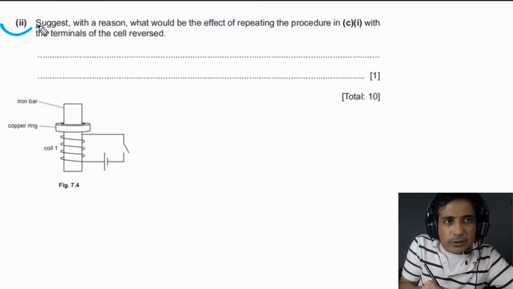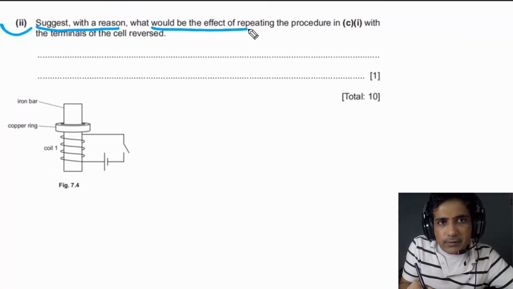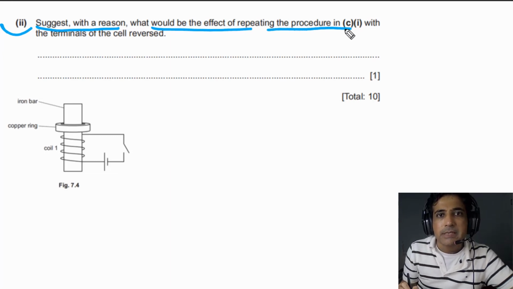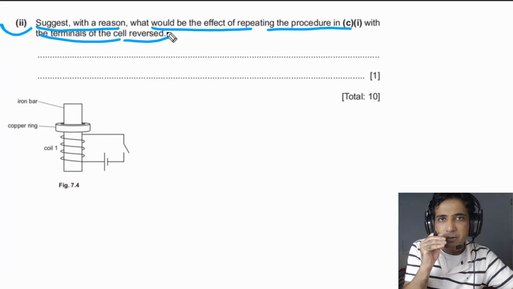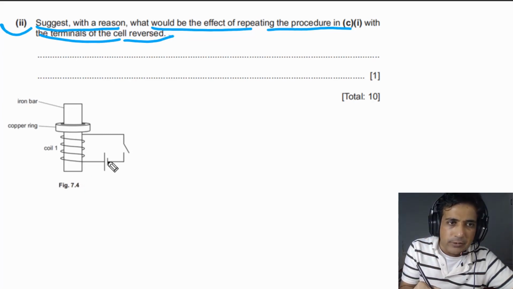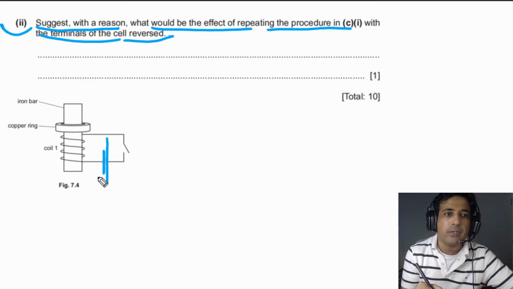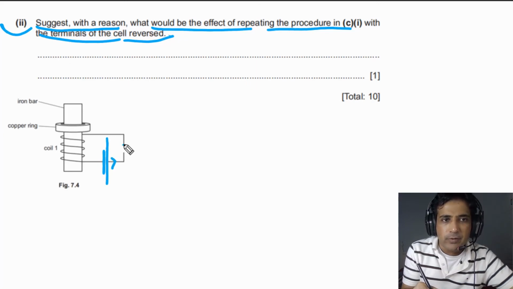For the second part, we need to suggest, with a reason, what would be the effect of repeating the procedure in C1 with the terminals of the cell reversed. It simply means that everything else is the same. We simply reverse the terminals of this cell. Now this terminal is negative and this terminal is positive. So in this case, current will flow this way when you close this switch. As soon as you close the switch, magnetic flux in the coil will increase from 0 to maximum, and magnetic flux in this ring will also increase from 0 to maximum.